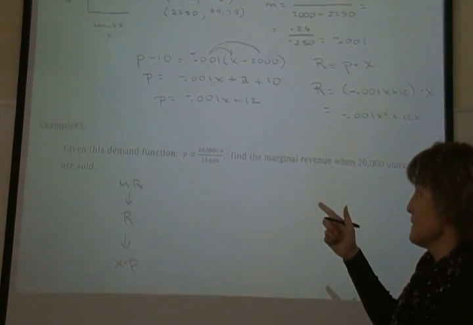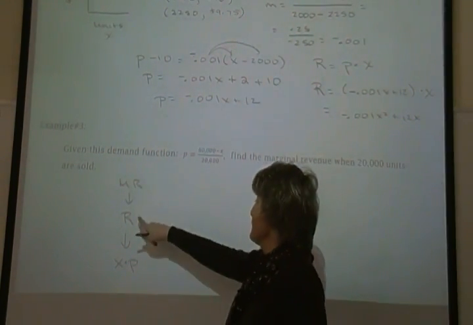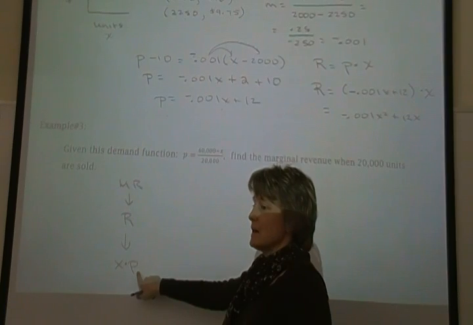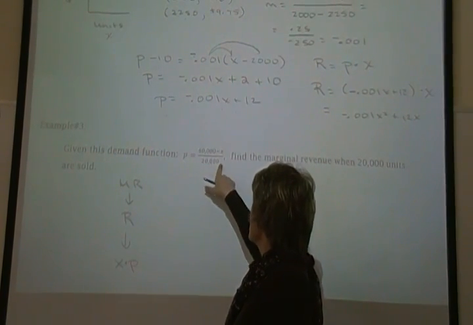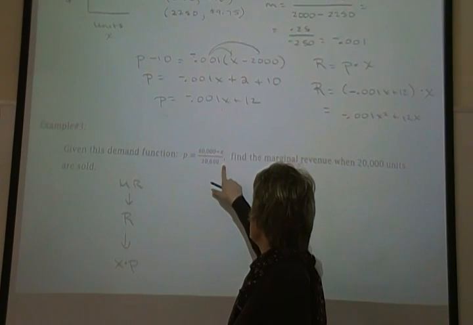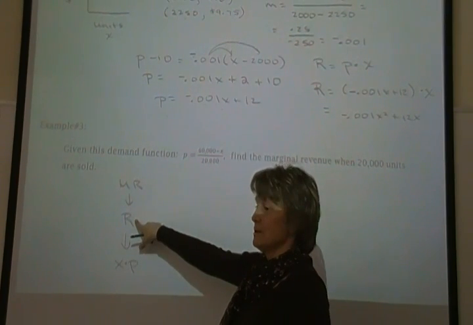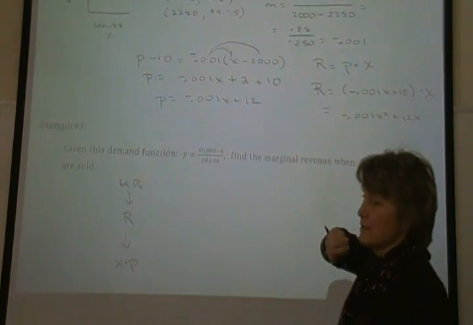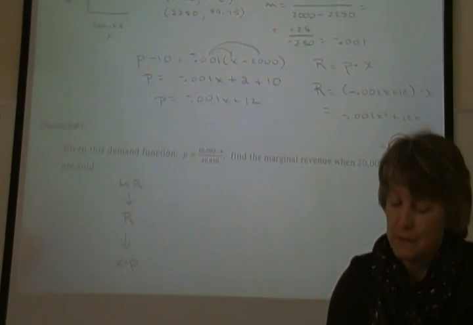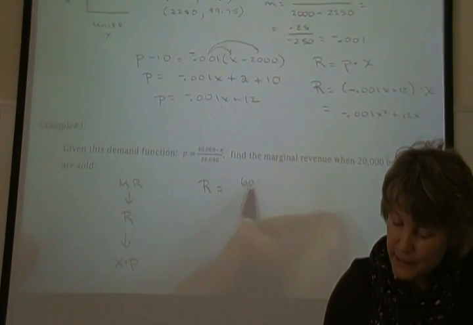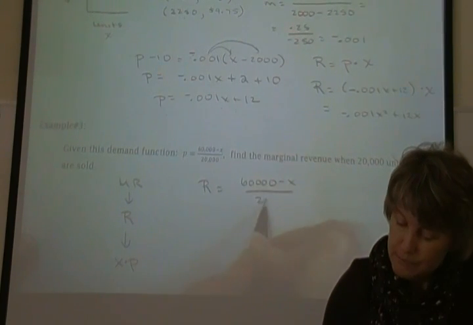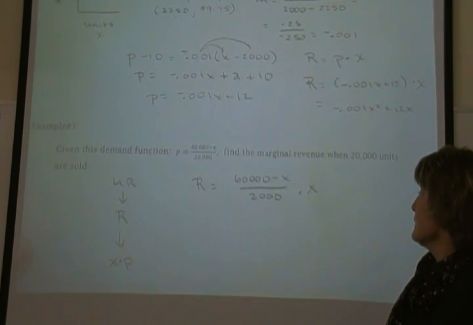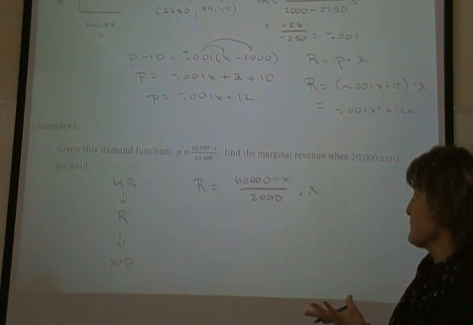So the process is, if I want marginal revenue, I've got to figure out revenue. If I want revenue, I have to take X times P. So then I look up at the problem again. Oh, they told me what P was. Good. I have to take this times X, and that'll be revenue. And once I've done that, I need to take its derivative, and that'll be marginal revenue. So my revenue function is my demand times X.